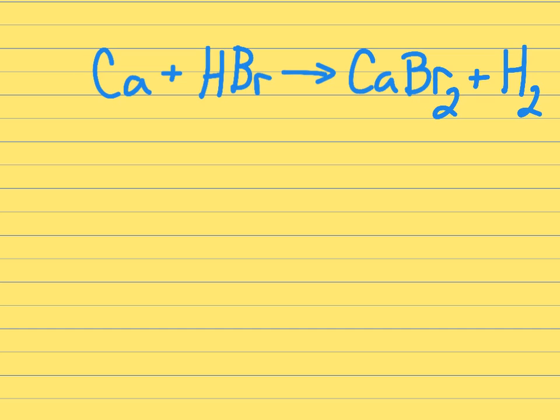So we have Ca, calcium, plus HBr, hydrogen bromide, producing CaBr2, so that is calcium bromide, and H2, that's our hydrogen gas. Okay, so just a couple of reminders. Remember, in an ionic bond, we don't make any mention of the 2, it's just calcium and bromine, change the ending to "ide," calcium bromide.